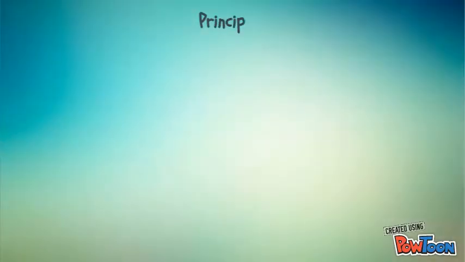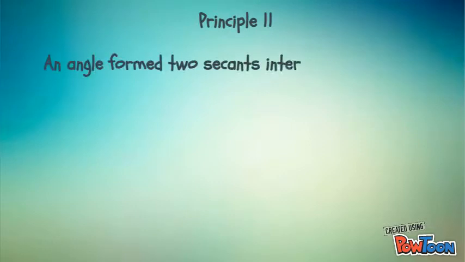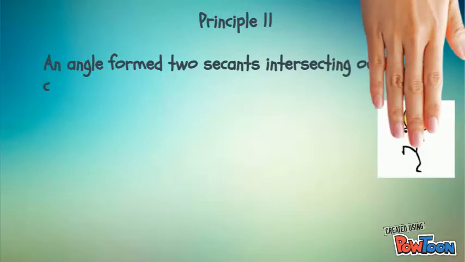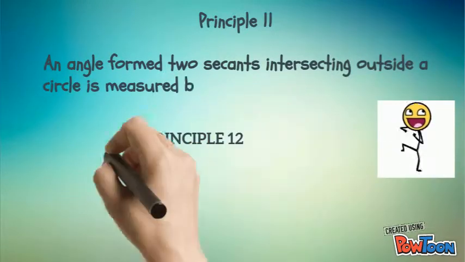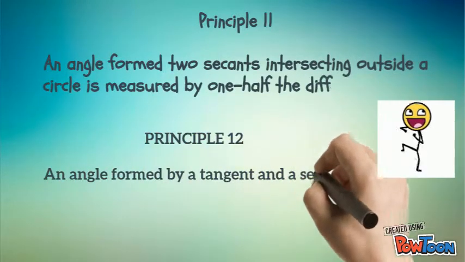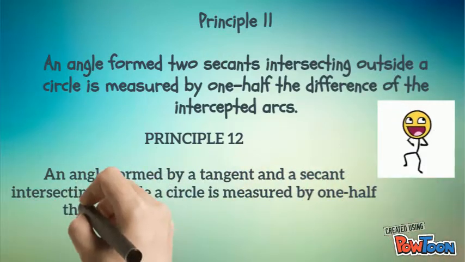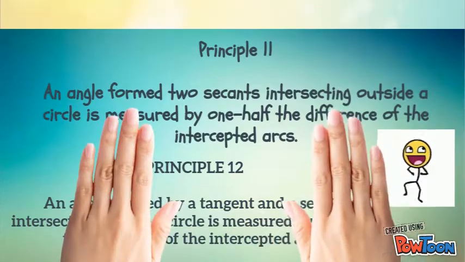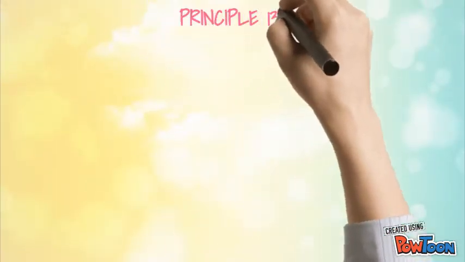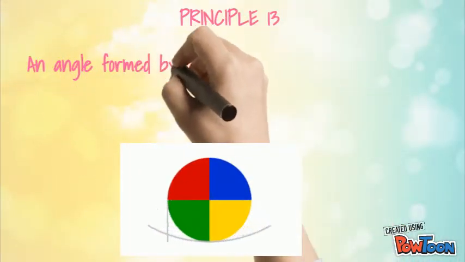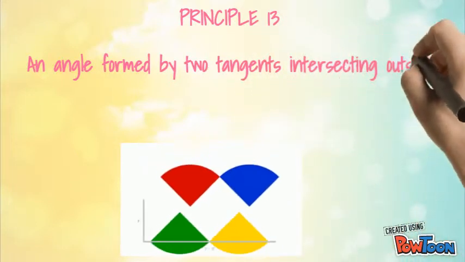Principle 11. An angle formed by two secants intersecting outside a circle is measured by 1/2 the difference of the intercepted arcs. Principle 12. An angle formed by a tangent and a secant intersecting outside a circle is measured by 1/2 the difference of the intercepted arcs. Principle 13. An angle formed by two tangents intersecting outside a circle is measured by 1/2 the difference of the intercepted arcs.